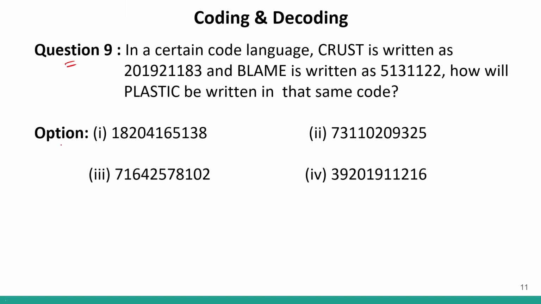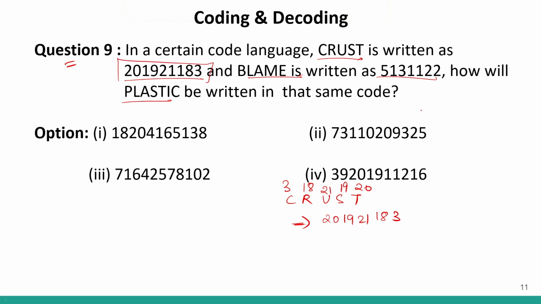Question number 9. Question number 9 says, certain code, crust is written like this, blame is written like this. We have to find the code for plastic. So crust, if I look at the forward ranks, this is 3, this is 18. For U it is 21, for S it is 19, and for T it is 20. If I write them in reverse order, 20, 19, 21, 18 and 3, I am getting the code, correct? This is the code. For blame also, let us check. For blame, the forward ranks are 2, 12, 1, 13, 5. And if I write them in reverse, it will be 5, 13, 1, 12 and 2, which is the code, correct? So for plastic, it would be the same thing.